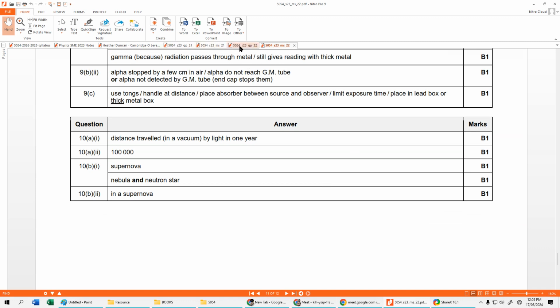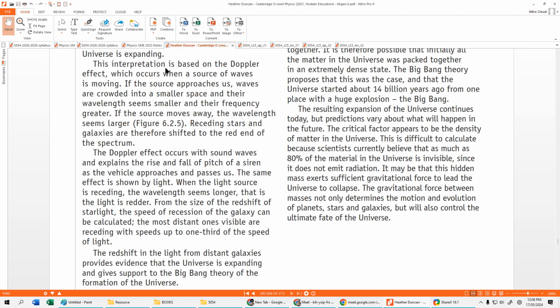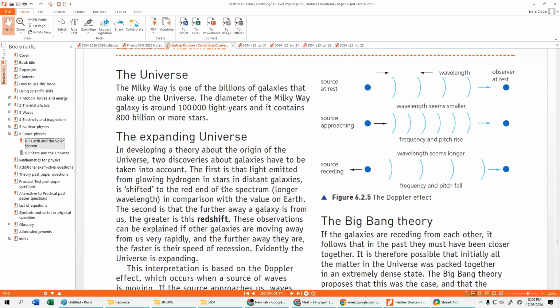What's in the next question? The next question says, the question contents are over the page. Current scientific understanding is that the universe began 14 billion years ago in an event known as the Big Bang. Explain one observation that supports the Big Bang theory. Observation: no, not blue shift, the observation is distant galaxies have red shifts. Explanation: this proves that distant galaxies are moving away from us. Since it says one observation, if it said two observations we would have to write both. Does anyone remember the difference between the two observations? Look, in Hita Duncan's book the two observations are written separately, notice.